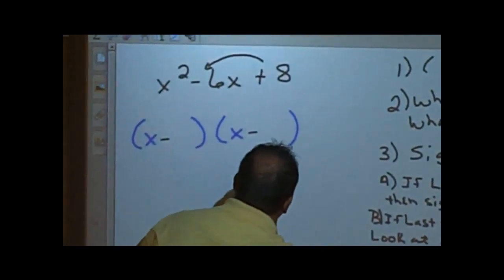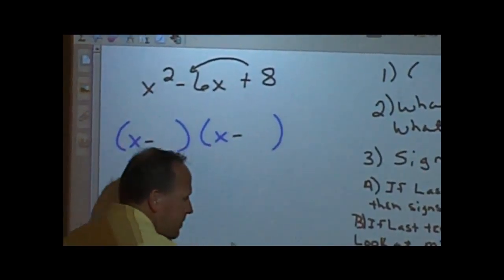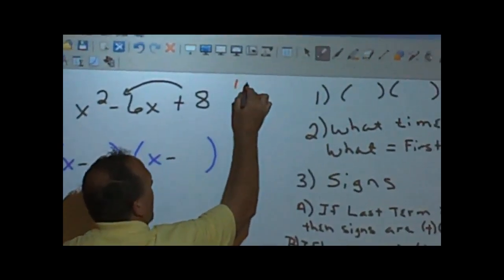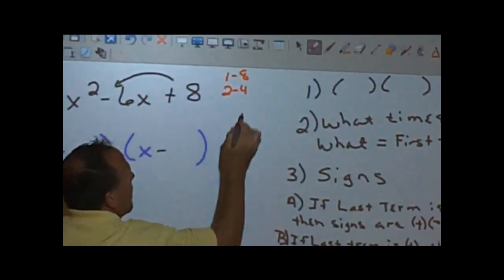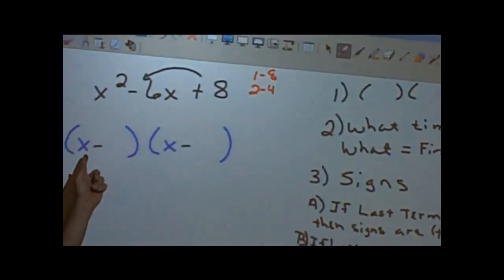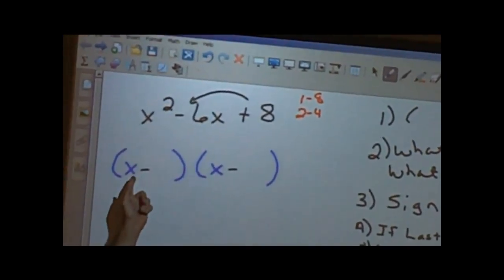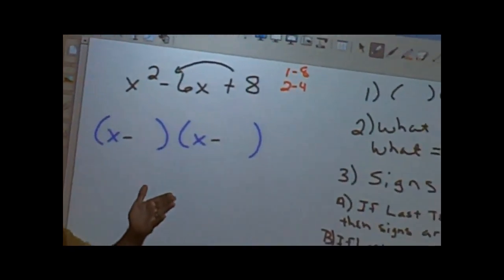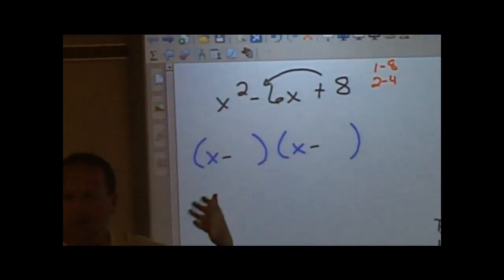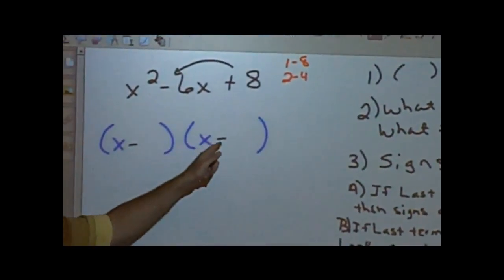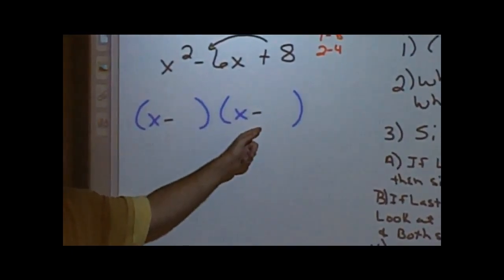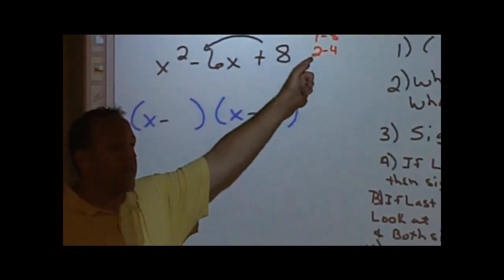Okay? Now I want you to think about this concept before we write it down though. First of all, what are my factors of 8? 1 and 8, 2 and 4, right? Now think about this. If my signs are opposite, what am I doing with my factors? Whenever you have opposite signs, are you adding or subtracting? You're subtracting. So if your signs are opposite, you subtract to get your middle term. If your signs are the same, you add to get your middle term.